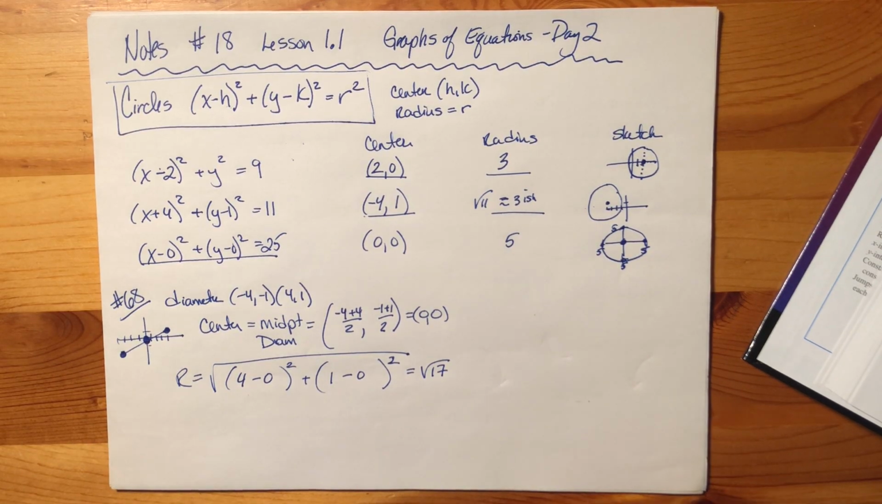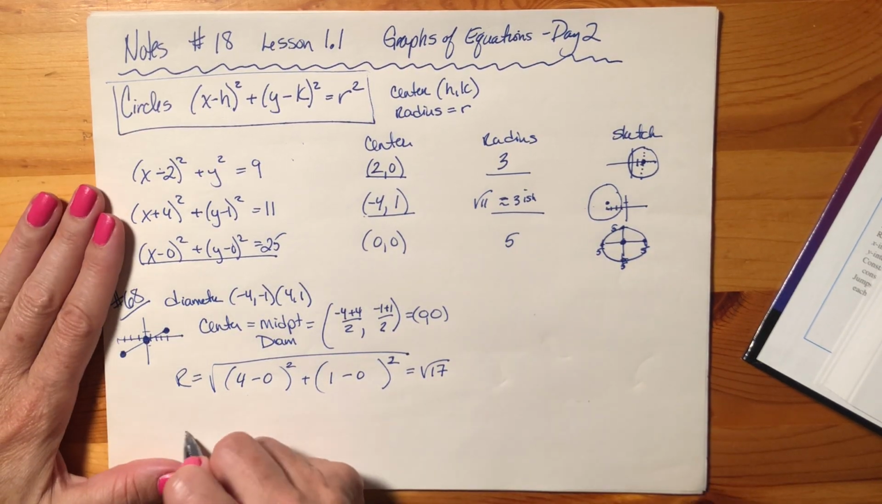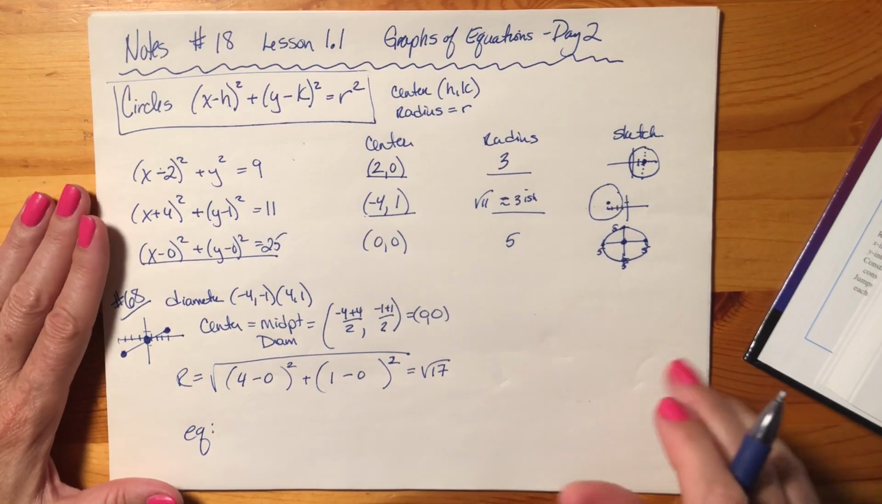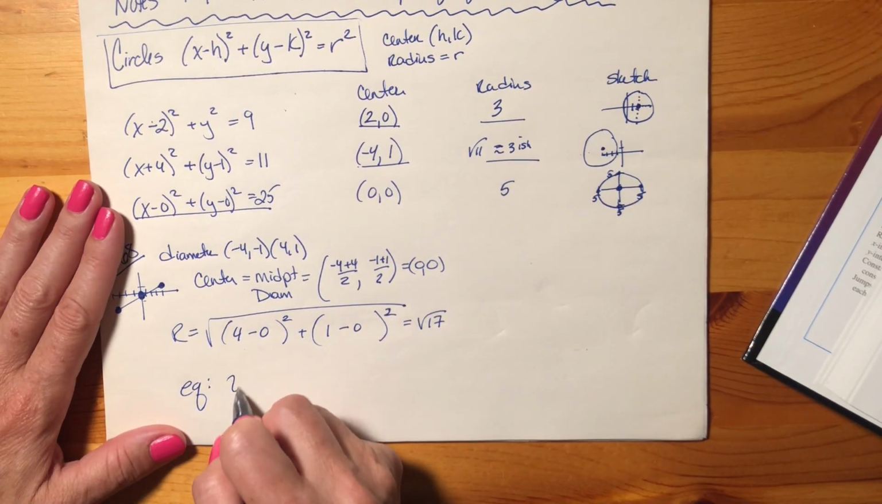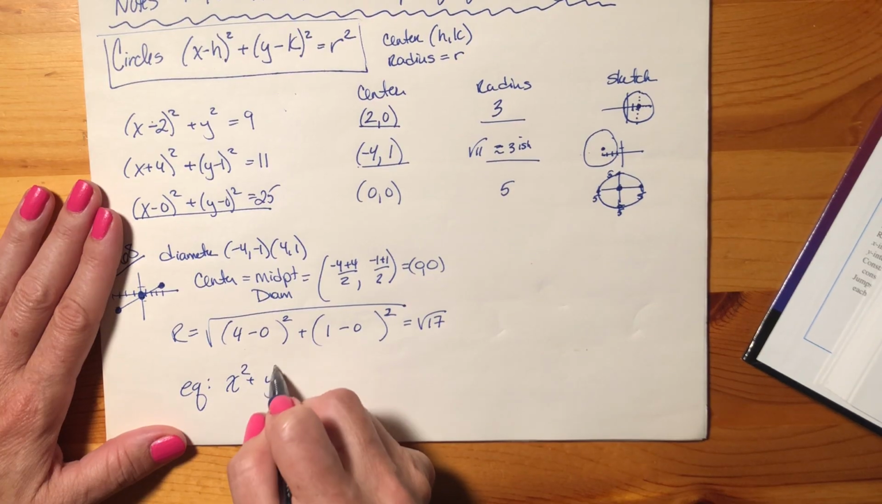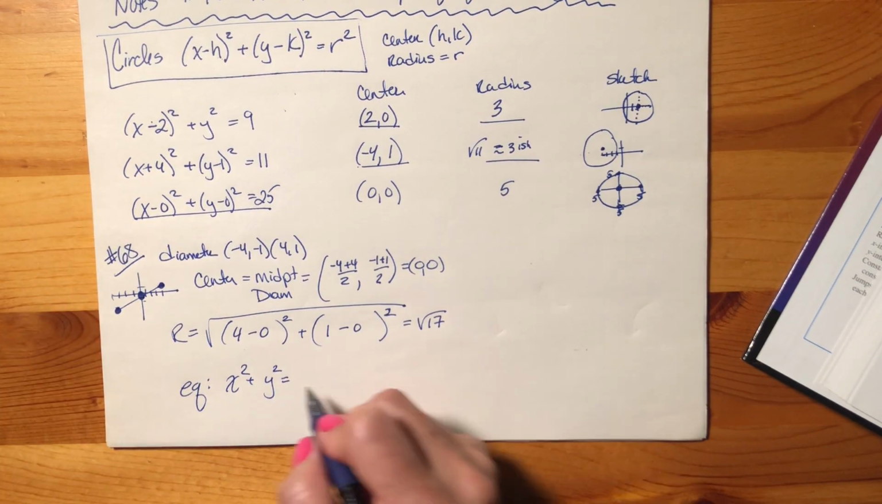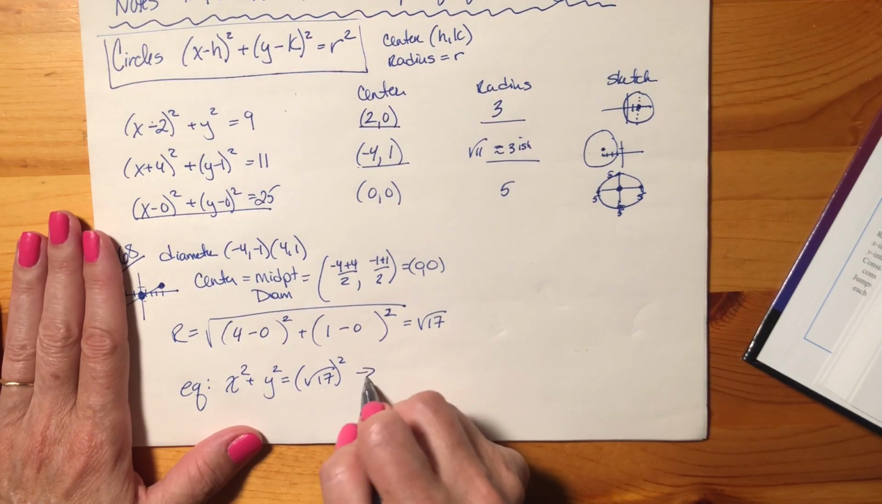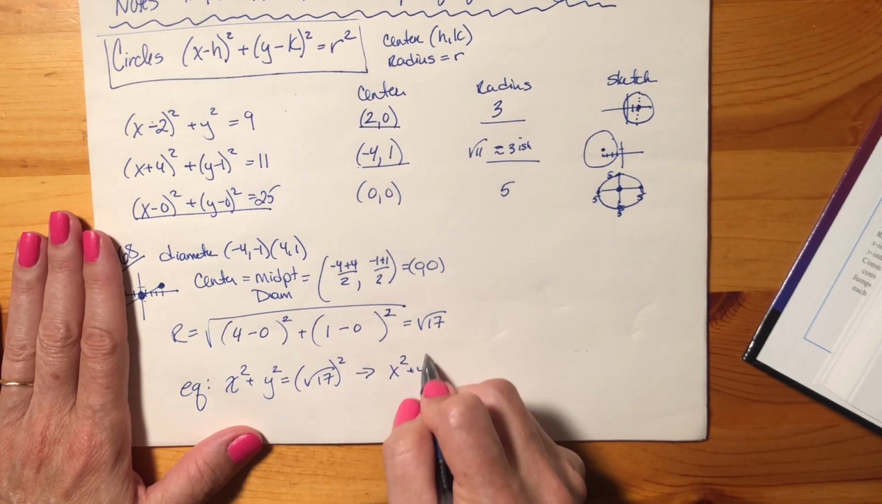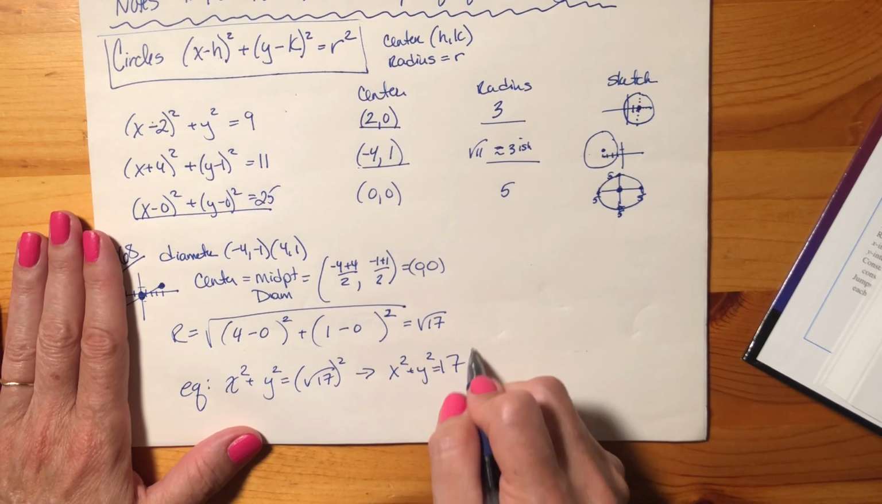So my job here is to write the equation, right? So I have to write the equation. Make sure you guys can see that on my paper. My equation here, my center is 0, 0. So it's going to be x squared plus y squared. And my radius is going to be the square root of 17. And of course I'll square it, which of course is x squared plus y squared equals 17.